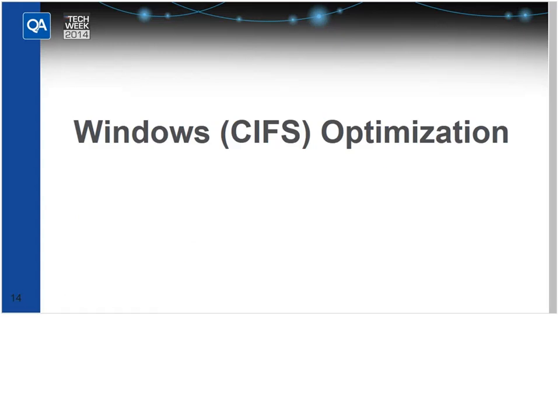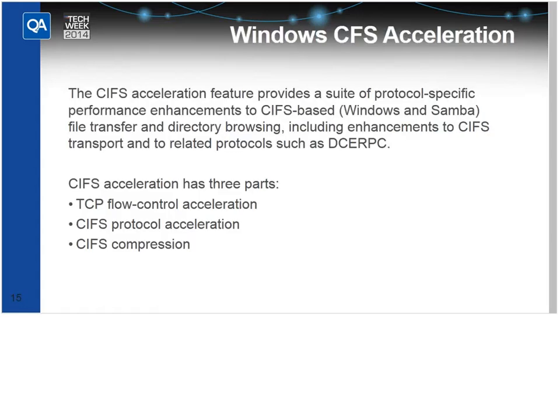One of the things that our CloudBridge device can help us with is our CIFS optimization, our CIFS traffic. So you can see the CIFS Acceleration feature, a suite of protocol-specific performance enhancements for our CIFS data, including enhancements to the CIFS transport protocol and other protocols.